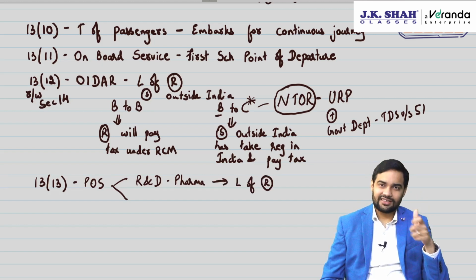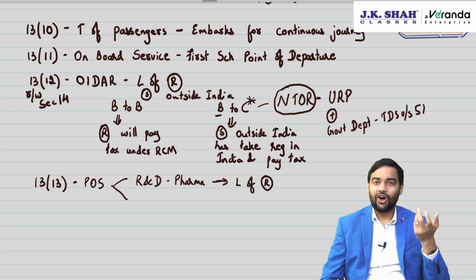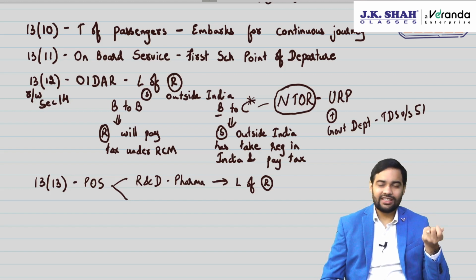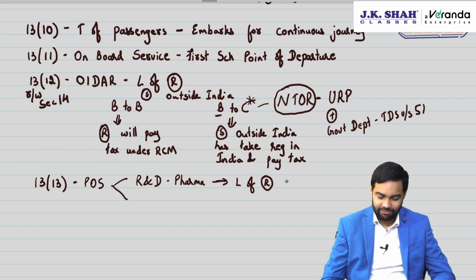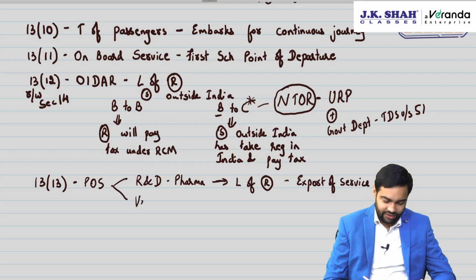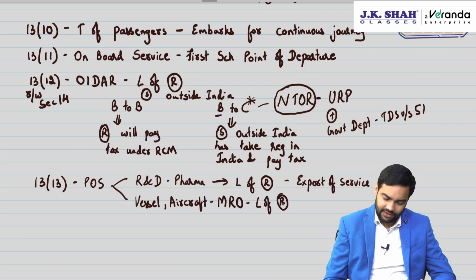But for this research and development work, which is bioanalytical studies, testing the efficacy of a product or a medicine, clinical trials, for all these the place of supply will be the location of the recipient, provided the contract is for export of service. And then you have vessel or aircraft related maintenance, or their engines are also covered, maintenance, repair, overhaul. Again the place of supply is the location of the recipient, but these should be used in business.